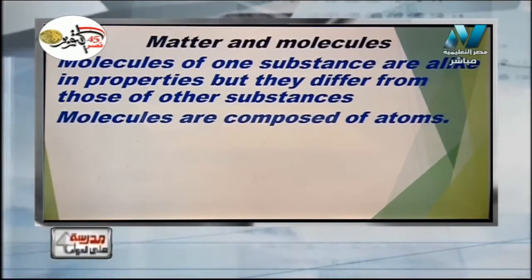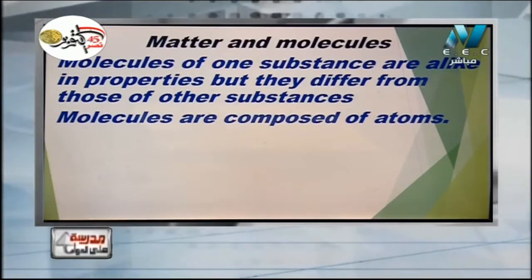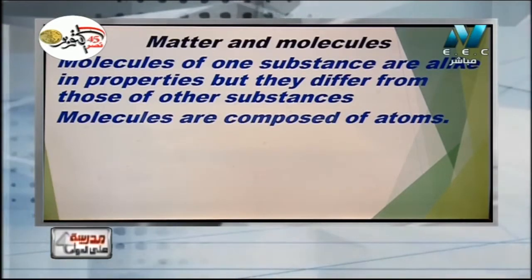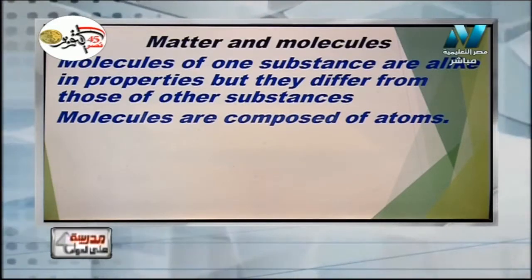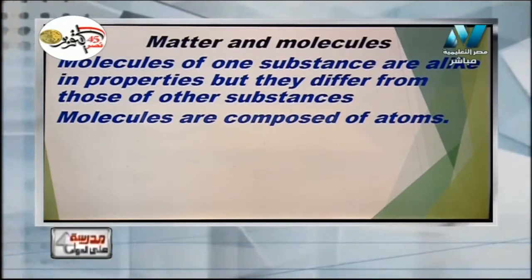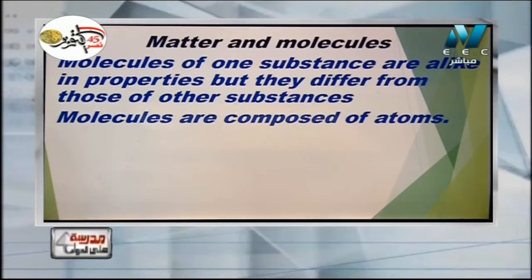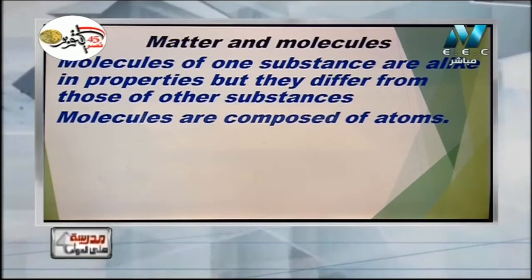Molecules are composed of smaller particles that are called atoms. Atom is smaller than molecule. One molecule consists of some atoms, maybe two, maybe three, maybe sometimes one, as we will see.